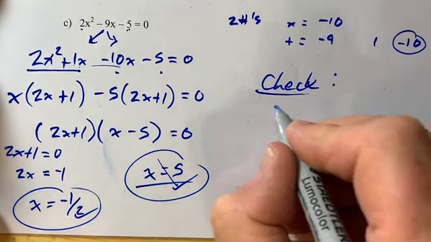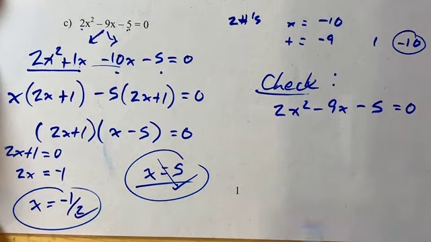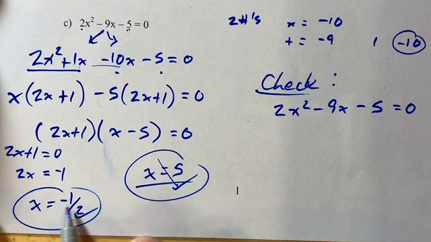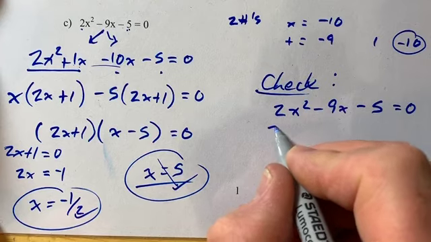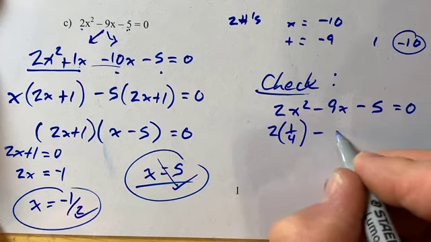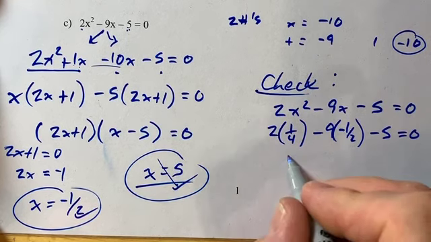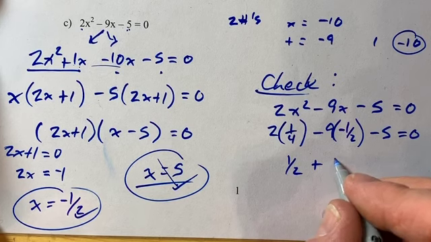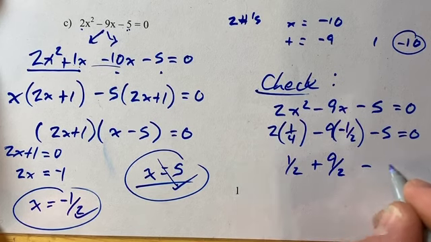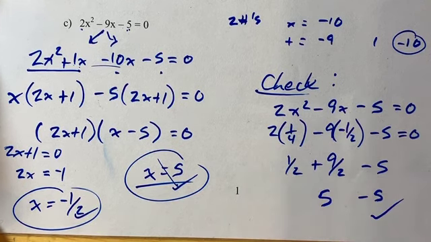Check. Remember, I'm going to go 2 times x squared minus 9x minus 5 equal to 0. The 5 is the easy one to check. I'm going to do the hard one. So negative a half, let's square it. Half squared is a quarter. So this is 2 times a quarter, in other words, a half. Minus 9 times negative a half, minus 5 is equal to 0. So this is a half, plus 9 times a half is 9 halves. Minus 5. Hang on, this makes 10 halves. 5 minus 5, it does make 0. It does work.